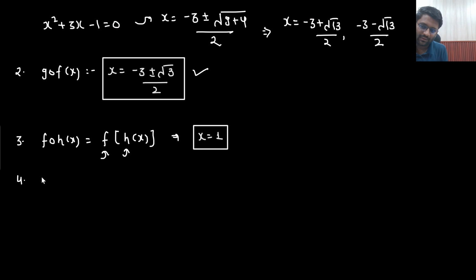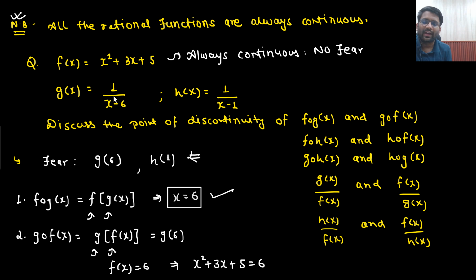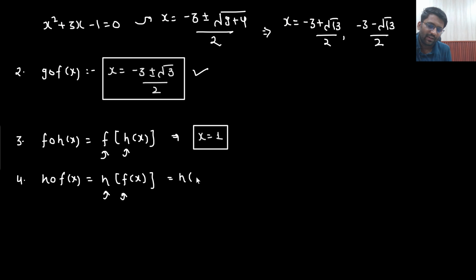Next one, h of f(x). First of all, I will go to f and ask him, who is your fear? He will say no one is my fear. Then I will go to h and ask him, who is your fear? h will say that sir, h of 1 is my fear. That means f(x) being equal to 1 is my fear.